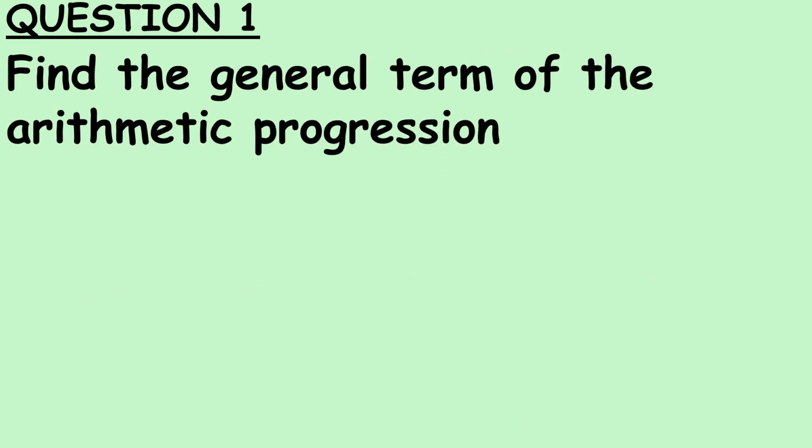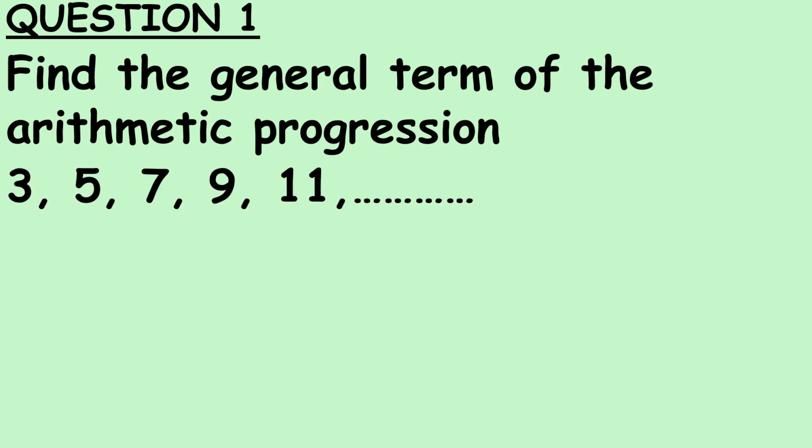Now question 1 says, find the general term of the arithmetic progression 3, 5, 7, 9, 11. So we want to know the general term. Now we remember that a_n, that is the term n, is equal to a1 plus (n minus 1)d. It's very important that you have this formula handy, and the more we practice, the more we don't need to cram because we'll be utilizing it regularly.